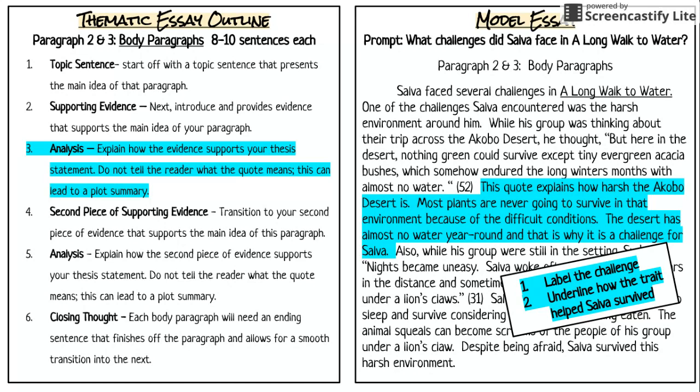So in your case, again, you're explaining how your trait helped Salva to survive. So there's two parts of your evidence I want you to look at. Take your evidence, reread it, and then in your analysis, label the first part, which should be your challenge, and the second part of your analysis, which is how the trait helped Salva survive. Pause the video and label 1 and 2.